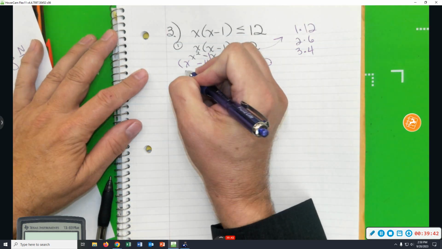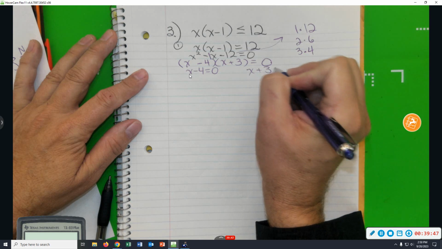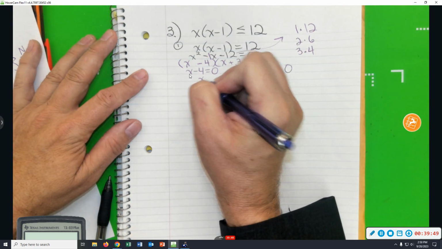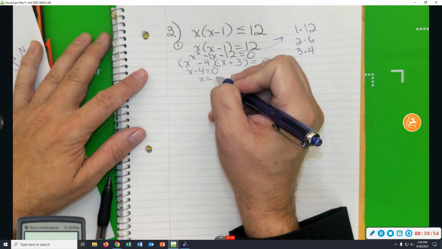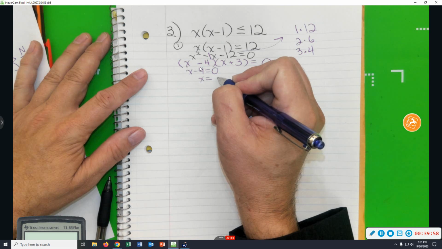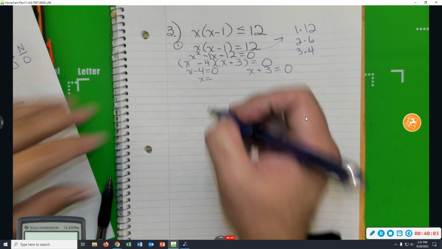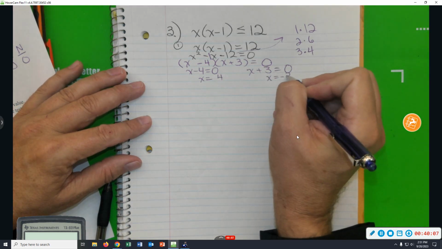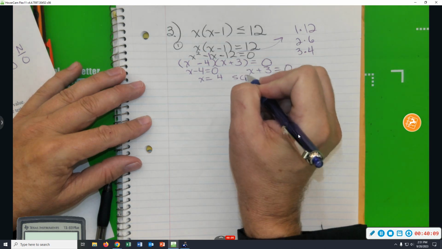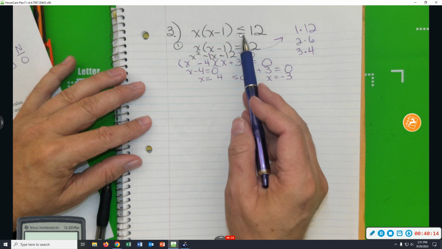Set each factor equal to 0 to give us the solution cut point here. What are we going to get? 4. And here, -3. It's the solution cut point. These numbers make the left side equal the right side.